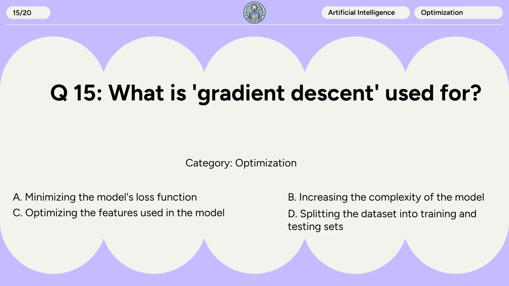Question 15. What is gradient descent used for? A. Minimizing the model's loss function. B. Increasing the complexity of the model. C. Optimizing the features used in the model. D. Splitting the dataset into training and testing sets.